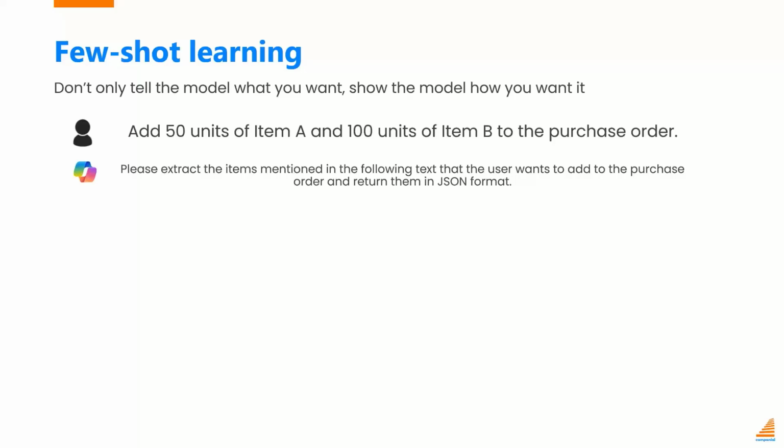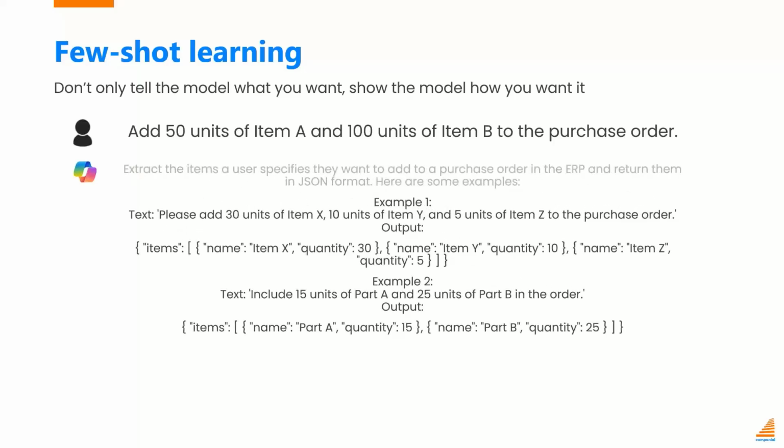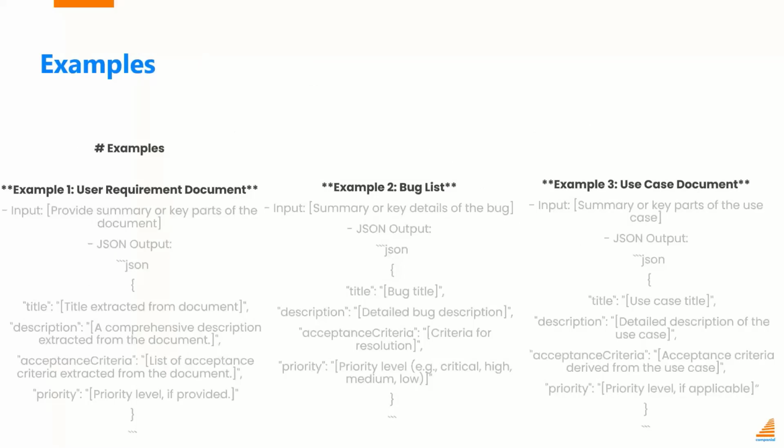But few-shot learning is saying, don't only tell, also show the model how you want it. And this is how it would look. Instead of just specifying our instructions, we also say, hey, look, if a user would specify something like, please add 30 units of item X, 10 units of item Y, 5 units of item Z, this is how the JSON should look. If the input text would look something like include 15 units of part A, 20 units of part B, then this is how the JSON should look. So we're not only telling the model what we want, we're showing the model how we want it. And few-shot learning, this very common prompting technique, is nothing but examples in our 5 components.